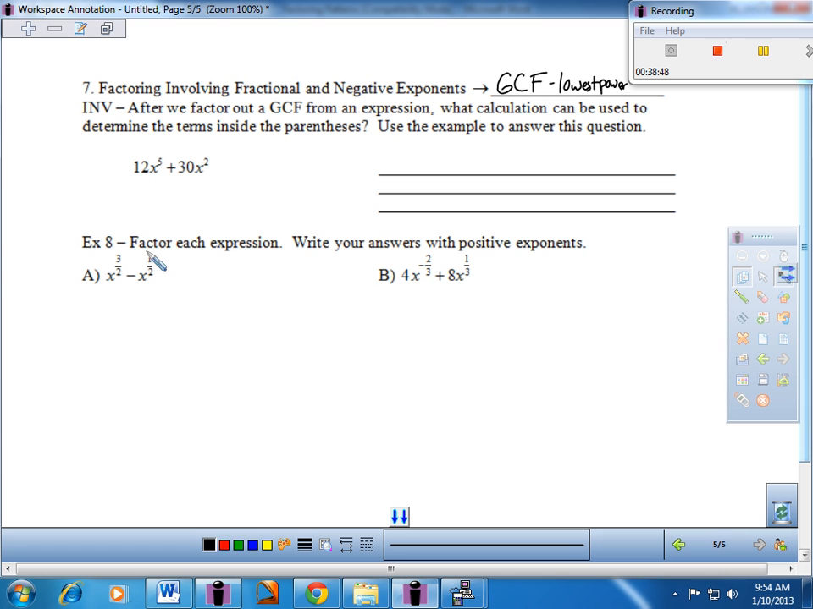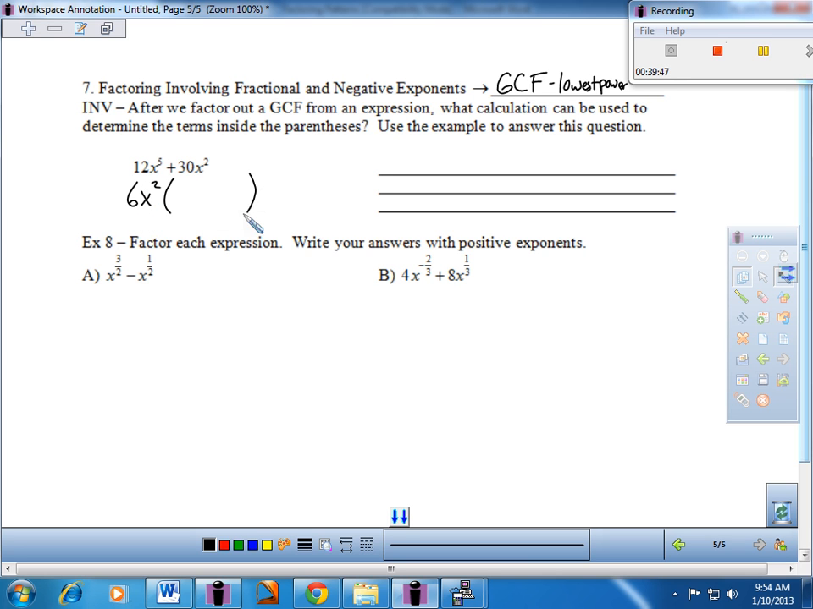Okay, so let's read what it says and then go for it on this last piece. It says, after we factor out a GCF from an expression, what calculation can be used to determine the terms inside the parentheses? Use the example to answer this question. So, first order of business, guys, is let's go greatest common factor on this. This is how you would write this as a product of its factors. I'm hoping you would all agree that you'd pull out 6x squared. And notice in terms of the powers, x to the 5th and x squared, the greatest common factor, of course, is always the lower of the two.